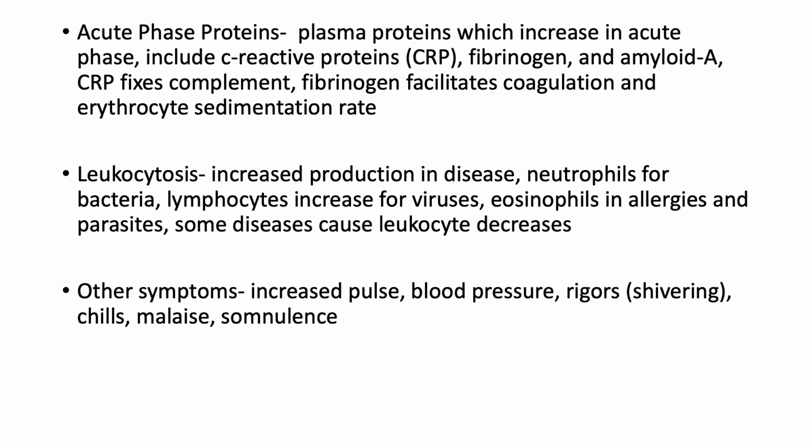Leukocytosis, increase of leukocytes, has increased production in disease. Neutrophils are seen in bacteria. Lymphocytes increase for viruses, eosinophils in allergies and parasites, and some diseases cause decreases of leukocytes. Other symptoms include increased pulse, blood pressure, rigors, which is shivering, chills, malaise, and somnolence.